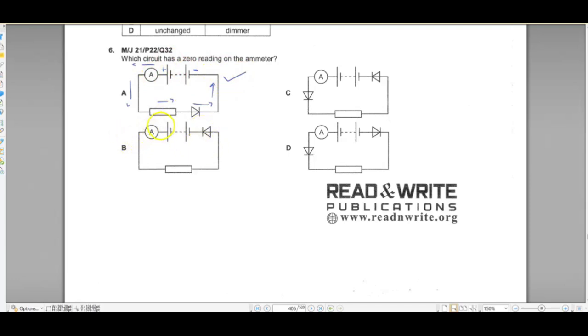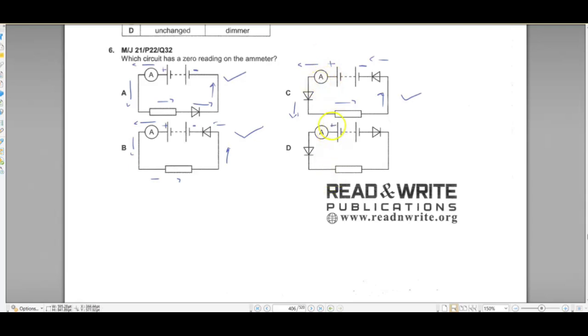Looking at P1, this is positive, this is negative. So terminals are correct. The current is going to start from here, going through the resistor, going through here, and then the diode is going to let it go to the negative terminal of the battery. So this circuit will also have a reading on the ammeter. Okay, if we start from here, first look at the terminals. One is positive, one is negative, so there is no problem in this. So current starts from here. This diode allows it to go in this direction, then in this, then in this, and then back to the negative terminal of the battery. So this is also going to have a reading over here.